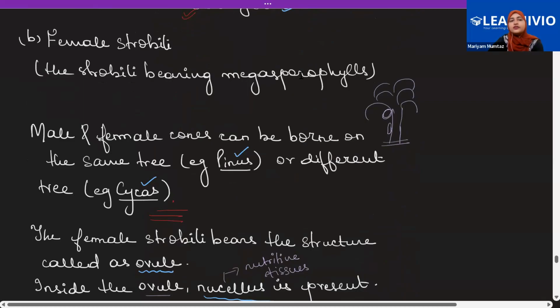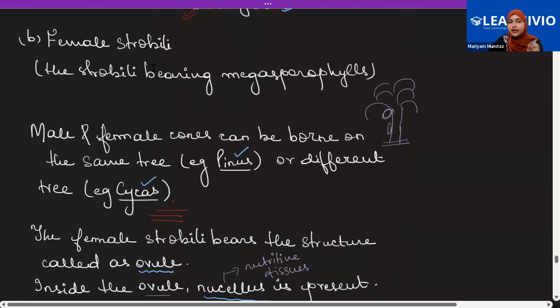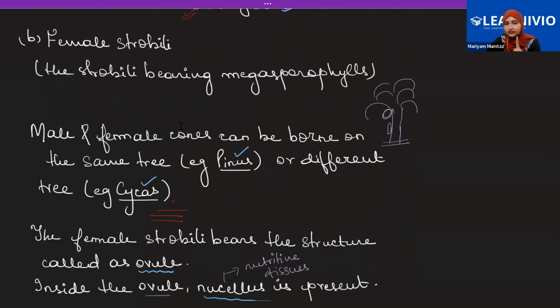Then comes the female strobili, the strobili that contain the megasporophyll. Megasporophyll will be making the megaspore, right? Now, the male and female cones can be present on the same tree. If both male and female are on one tree, that is the case in pinus. Or they can be present on different trees, like male cones on one tree and female cones on another tree. That is the case in cycas. Clear?